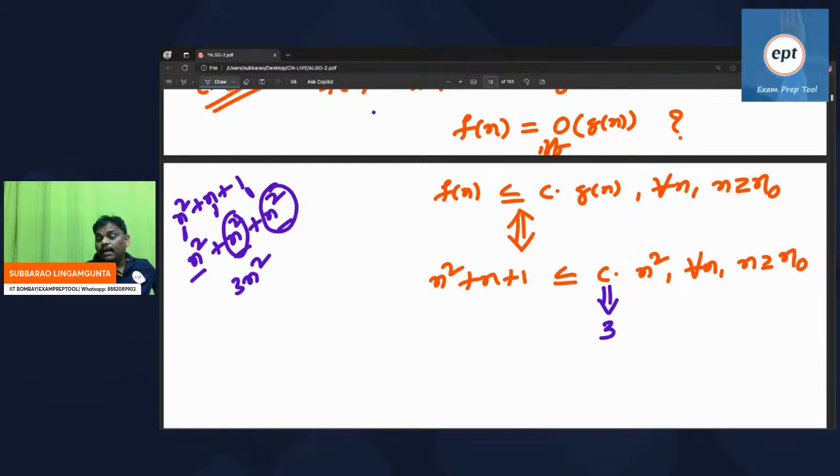C is saying that I can help you by a constant factor. I am a constant, and if you need constant help, I can help you. So the left side is n square plus n plus 1, the right side is 3n square. So the right side is bigger. C is saying that if you want constant help at any point of time, I am going to help you.